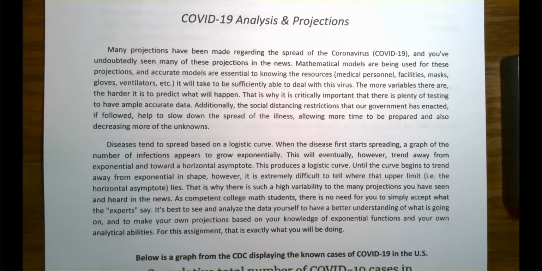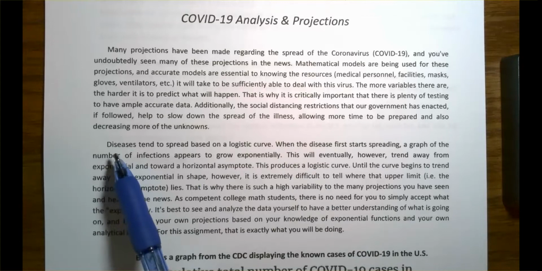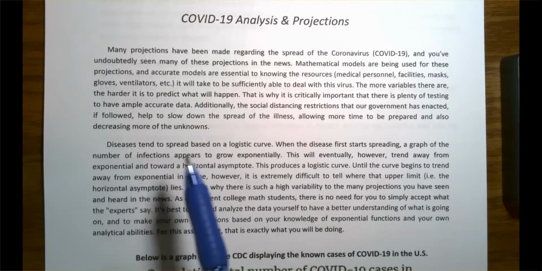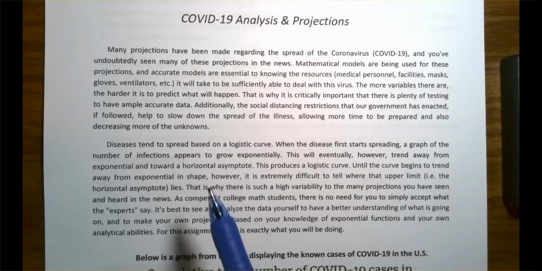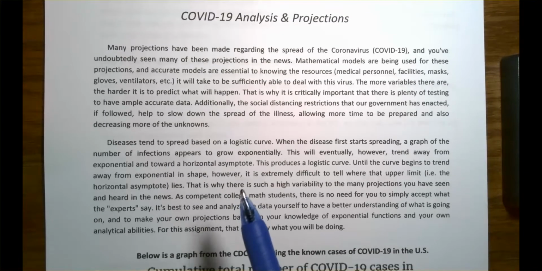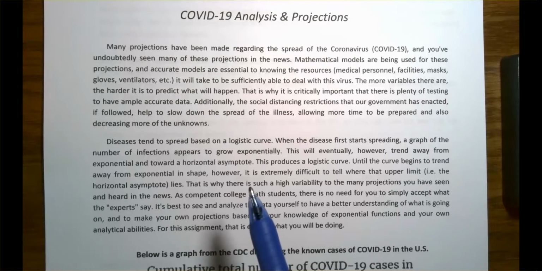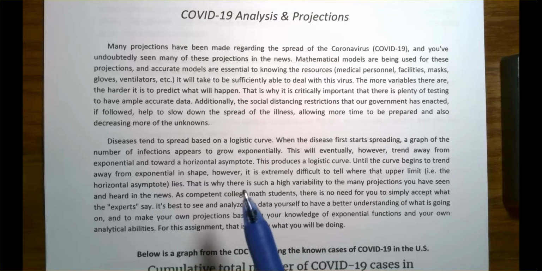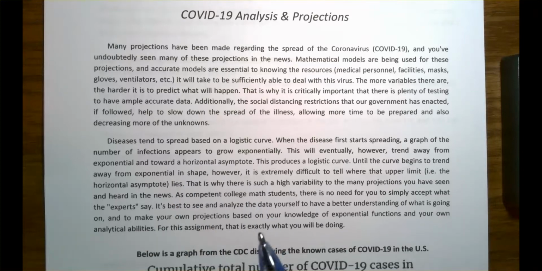So let's talk about the spread of disease, actually. This is something that's important to understand. Diseases tend to spread based on a logistic curve. At first, when the disease spreads, it might look exponential, and early on, it is basically exponential, and that still seems to be what we're kind of seeing in the United States right now. This will eventually, however, trend away from exponential and more toward logistic, meaning it's going to approach a horizontal asymptote.